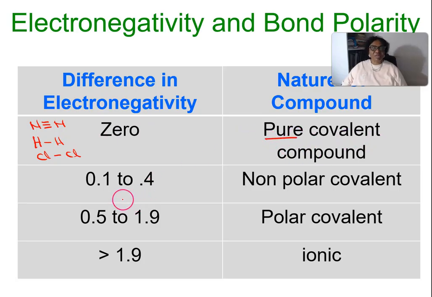Take note. But when the electronegativity difference is about 0.1 to 0.4, we call it a nonpolar covalent compound, although the pure one is also nonpolar. When it's about 0.5 to 1.9, we call it a polar covalent compound or polar covalent bond. And when it is greater than 1.9, then an ionic compound results.